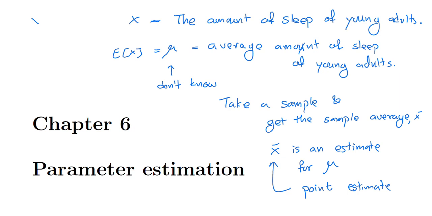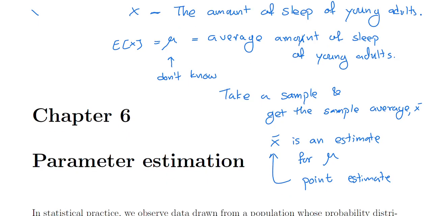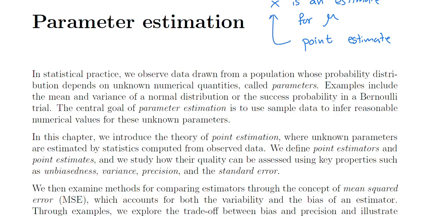So in this chapter we're going to talk a bit more about such estimates. In this chapter we introduce the theory of point estimation, where unknown parameters, for example, the population mean, population variance, the proportions, success rate of a Bernoulli trial, are estimated by statistics computed from observed data. We observe data and calculate some statistic from them and estimate one of the parameters. We define point estimators and point estimates.